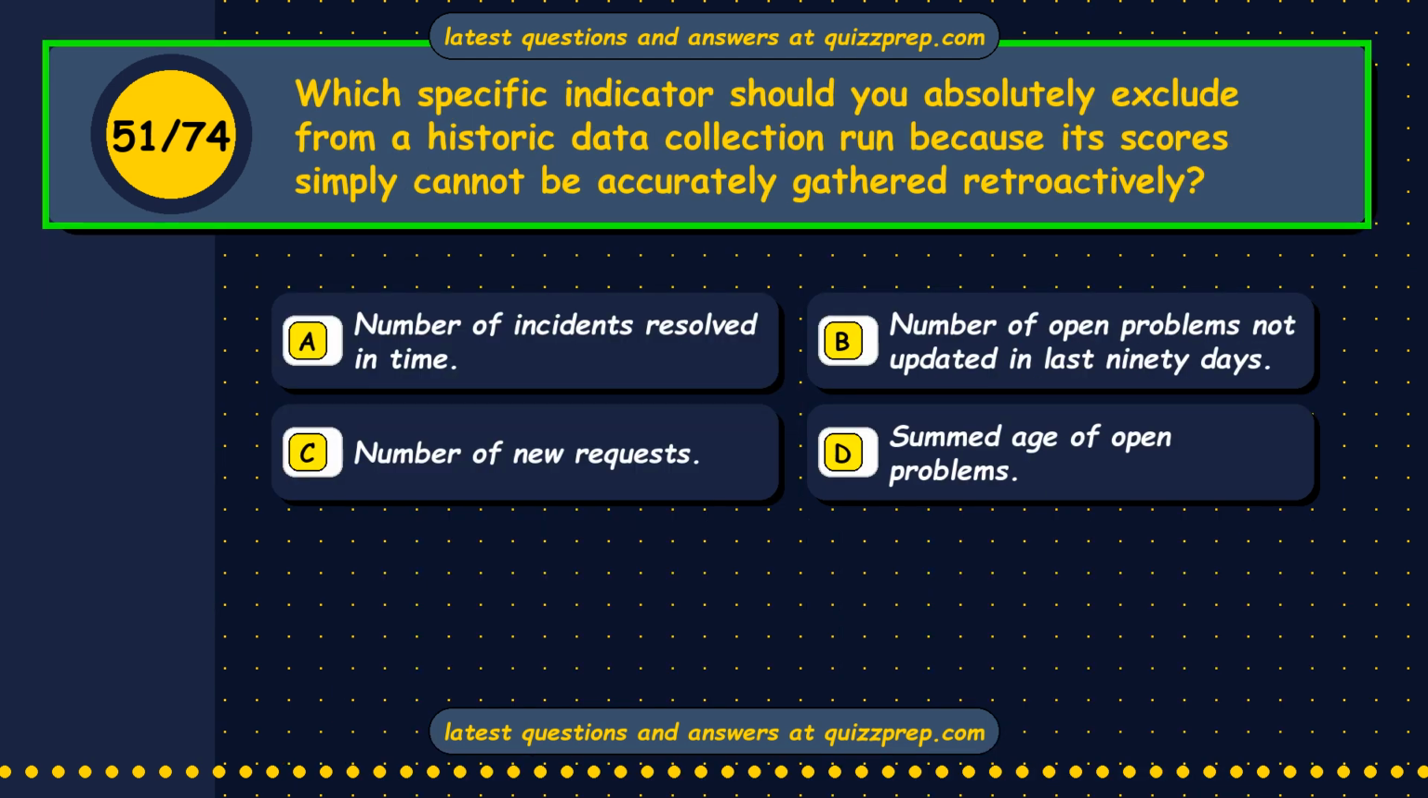Question 51. Which specific indicator should you absolutely exclude from a historic data collection run because its scores simply cannot be accurately gathered retroactively? Option A. Number of incidents resolved in time. Option B. Number of open problems not updated in last 90 days. Option C. Number of new requests. Option D. Summed age of open problems.